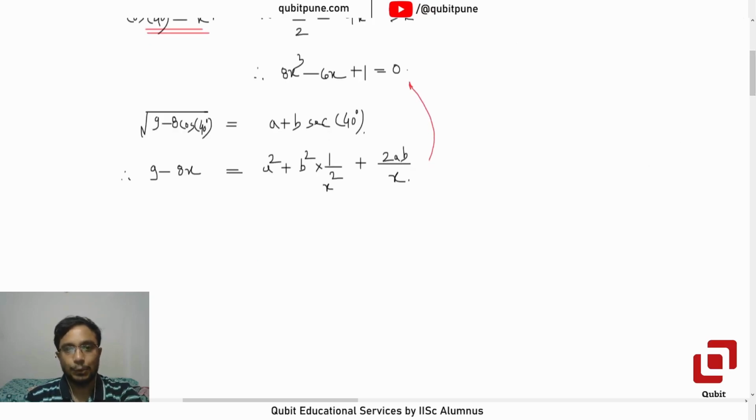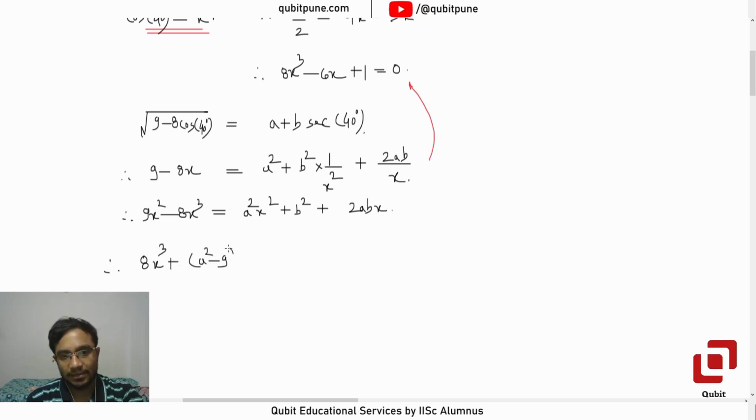What I will now do is multiply the entire equation by x squared. So this will become 9x squared, this will become 8x cubed, this will become a squared x squared, this will become b squared, and this will become 2abx. Now let us shift minus 8x cube to the other side, so we will get 8x cube plus bracket a squared minus 9 x squared plus 2abx plus b squared is equal to 0.